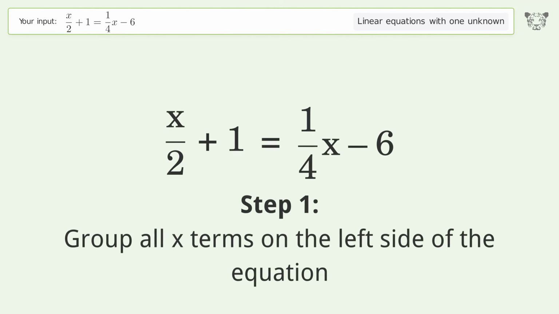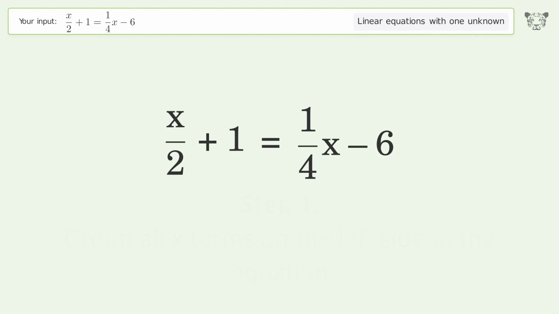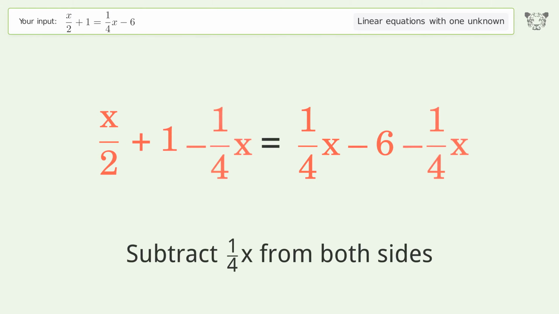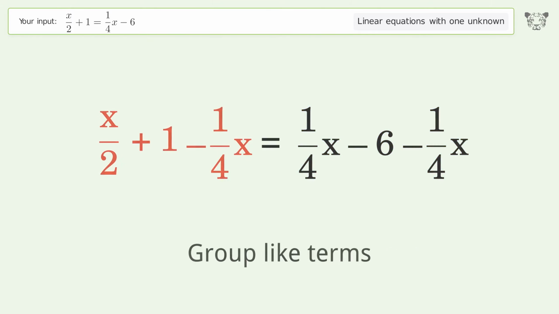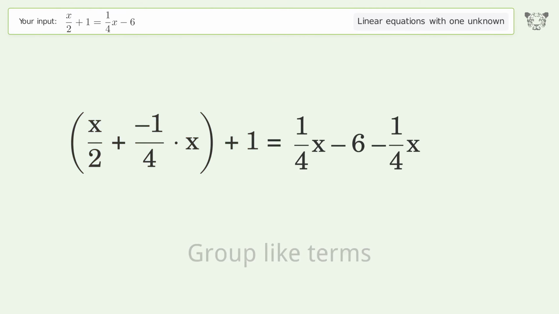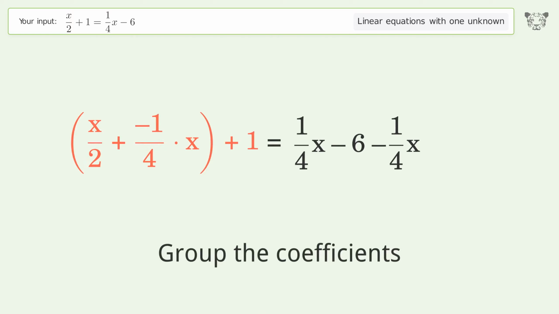Group all x terms on the left side of the equation. Subtract 1 over 4x from both sides. Group like terms. Group the coefficients.